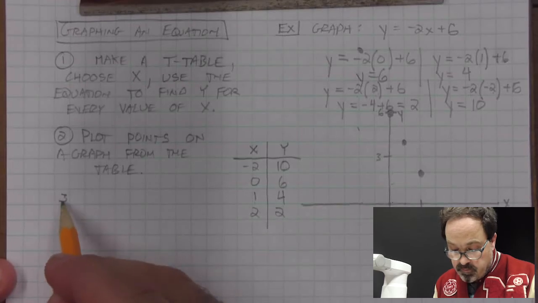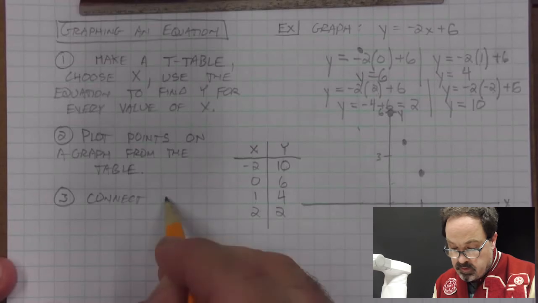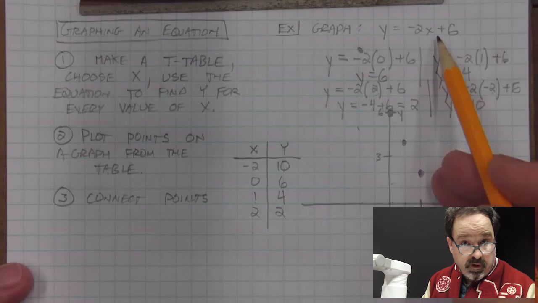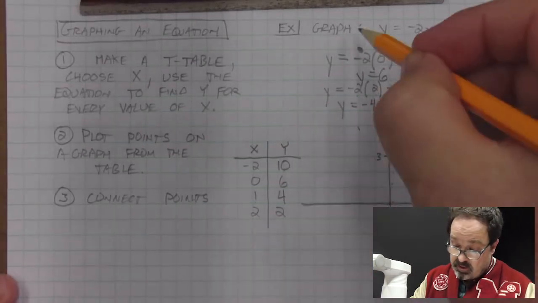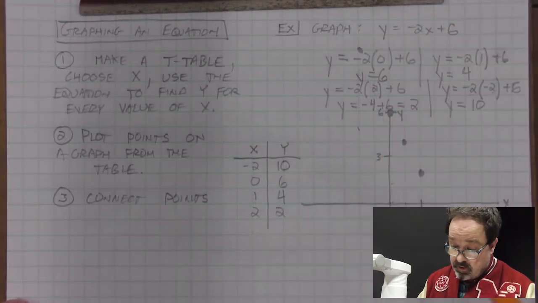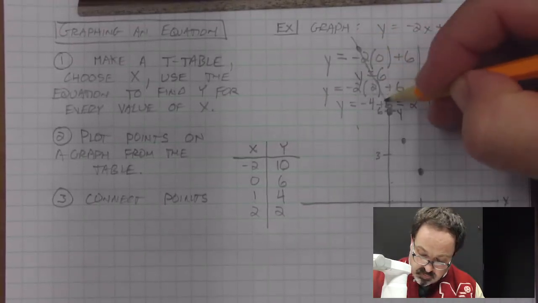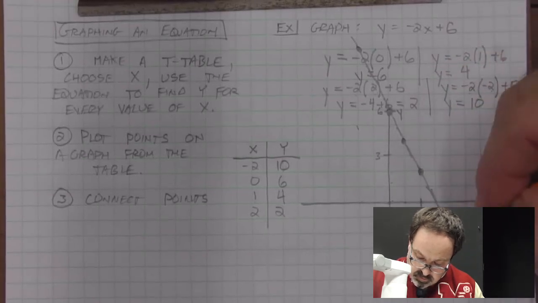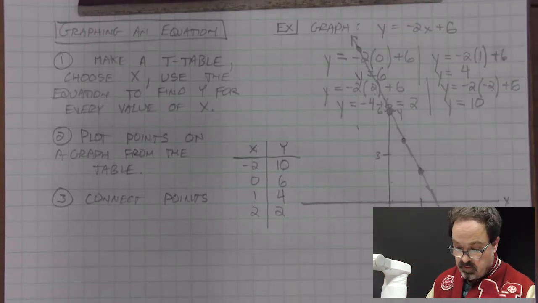The third and final step is to connect the points. If I know that this is a linear equation, and I expect that the graph must be a line, then I know exactly how to connect these points. They all line up. The entire graph would be a line, and I can show all of the possible solutions, the entire graph of my line, by connecting those points, putting arrowheads on my line to suggest that it keeps going in both directions.